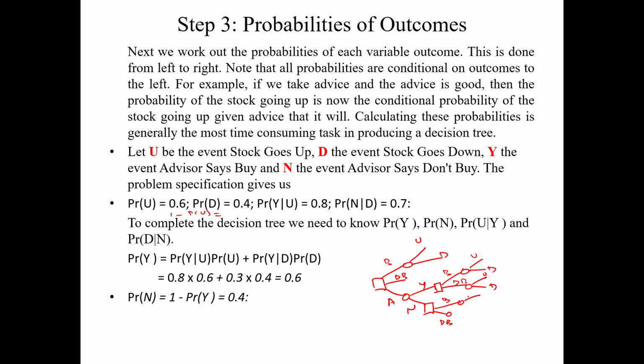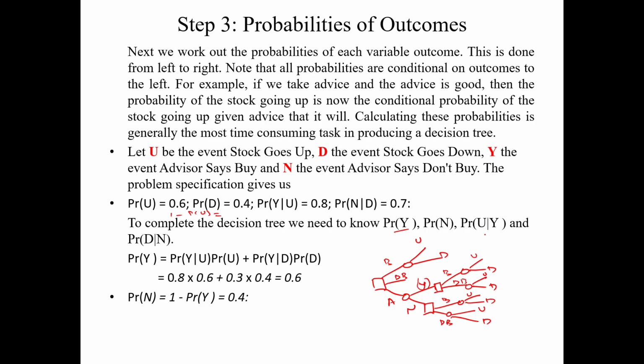Once again, if you buy, there is a chance that it will be going up, there is a chance that it will be going down. And if you don't buy, there is a chance that it will be going up, and there is a chance that it will be going down. Now we need to calculate this probability. So the probability of yes, what is the probability that he says yes? And when we calculate the probability of yes, automatically this will be 1 minus the probability of yes. We will calculate this probability of no.